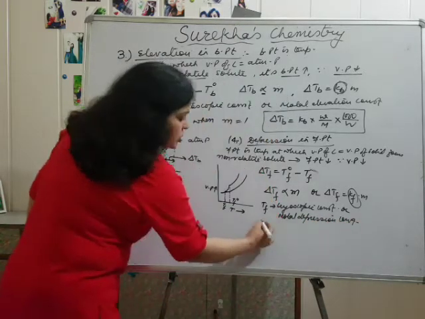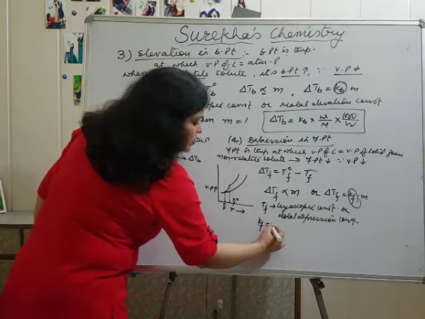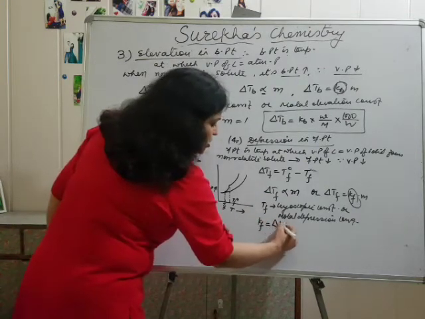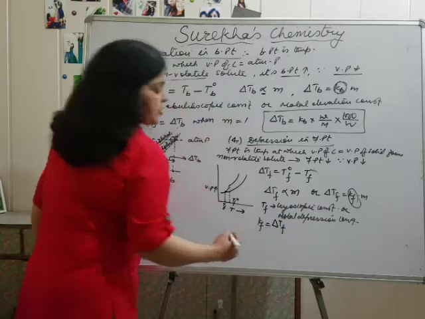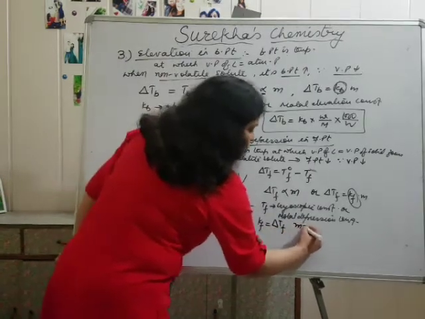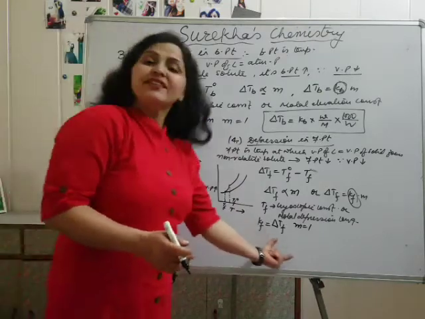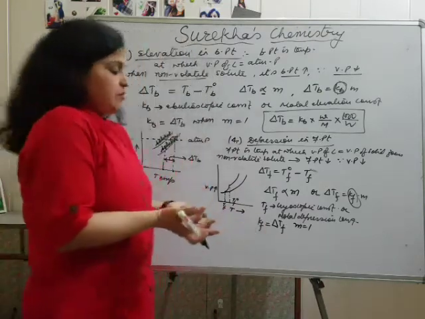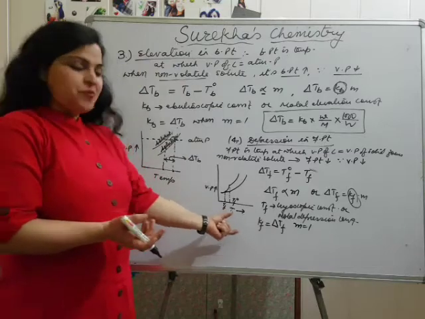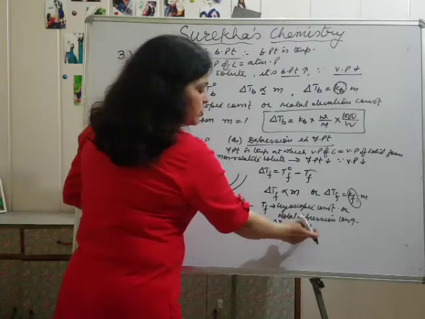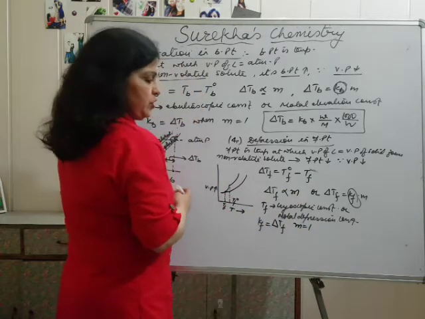What is its definition? Similarly, Kf is defined as the depression in freezing point when the molarity of solution is taken to be unity. Just express this thing in words. This will be the definition of Kf. So Kf is equal to delta Tf when the molarity of solution is taken to be 1 or unity.